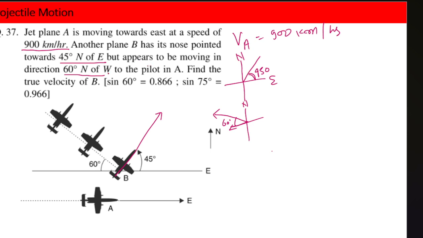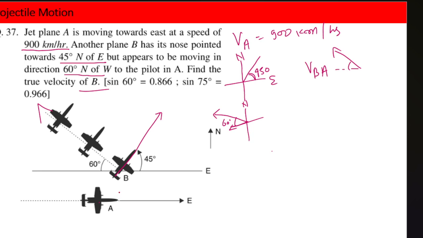It appears to be moving in this direction to the pilot in A. So when A is observing B, it appears to be moving in this sense. It means velocity of B with respect to A is in this sense. Okay? That is given in the question. Find the true velocity of B. And if this case is given, then what will be the true velocity of B? Velocity of A is already given.